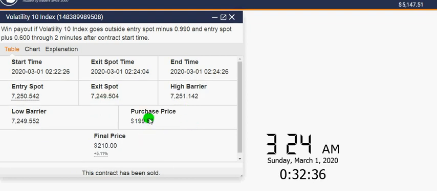Okay, we won the last trade, but it was on the lower barrier. So this is the lower barrier. We said 249,552, and it was lower than our lower barrier. It's 249,504, so it goes outside our lower barrier. So that's how we won the last trade.